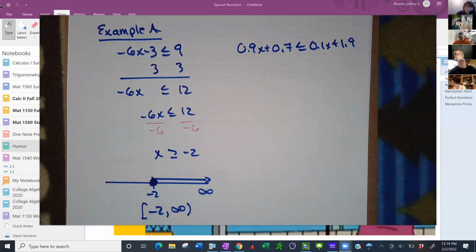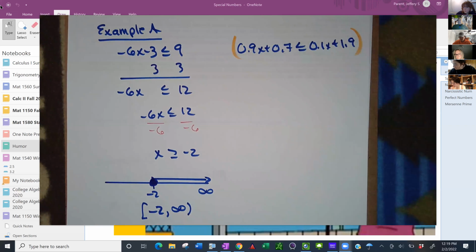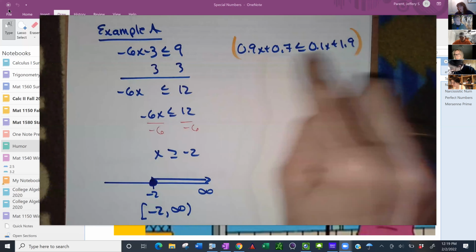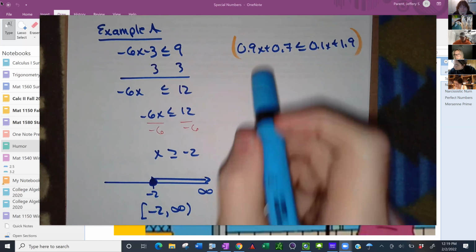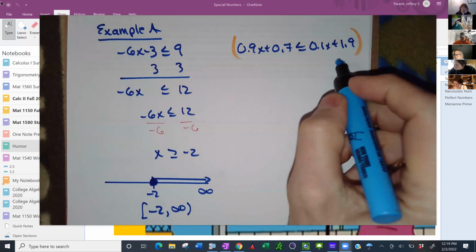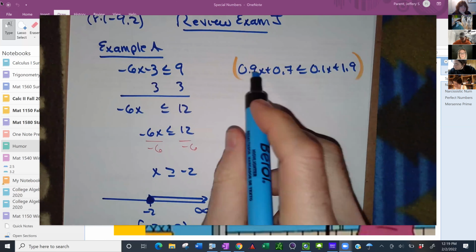Now let's go up to this one over here. This one's got decimals, and that's kind of annoying and frustrating. So what I would suggest is that you multiply both sides of this inequality by something to get rid of the decimals. What would that be? Can anyone think of that? What would move the decimal 1 spot to the right?